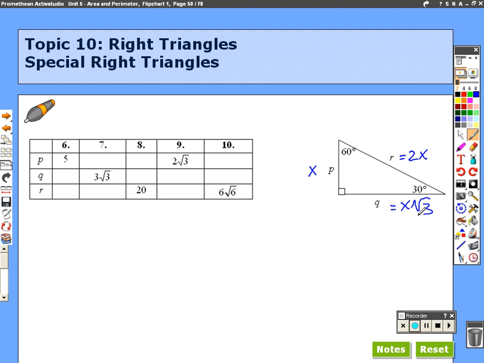All right, so number 5. They just tell us that p, or the side across from the 30, is 5. So this is 5. That makes this side 2 times that number. 2 times x, so 2 times 5, which is 10. Oh, I put it in the wrong place. That's the r side, that's the hypotenuse side. Let me rewrite that. And q across from the 60 is x root 3. x is 5, so that's 5 root 3. All right, next problem. Let's get rid of all that.